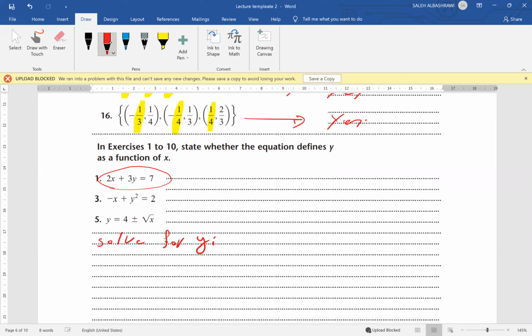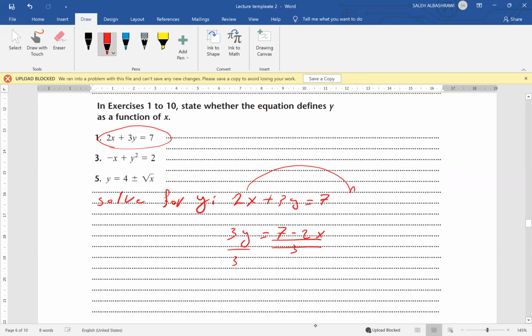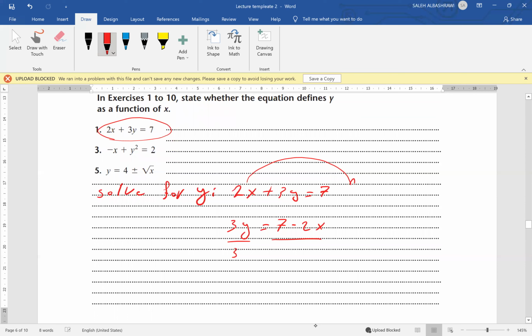So the equation is 2x plus 3y equal to 7. Then I will move 2x to the other side. It will be 3y equal to 7 minus 2x, divided by 3. I will have y equal to 7 minus 2x over 3.